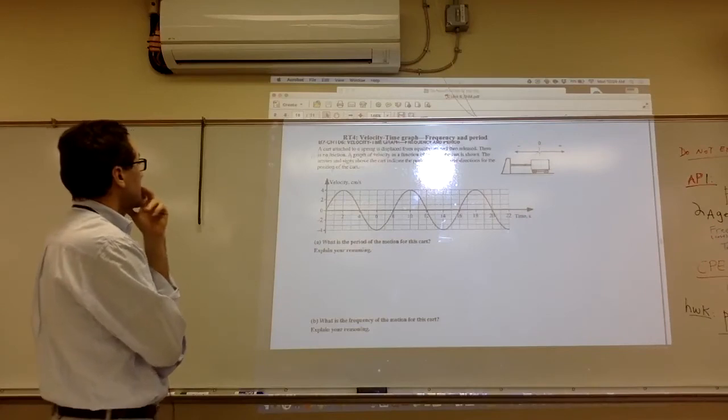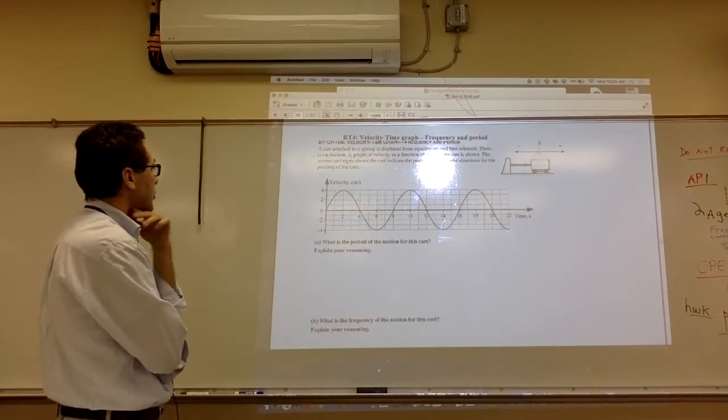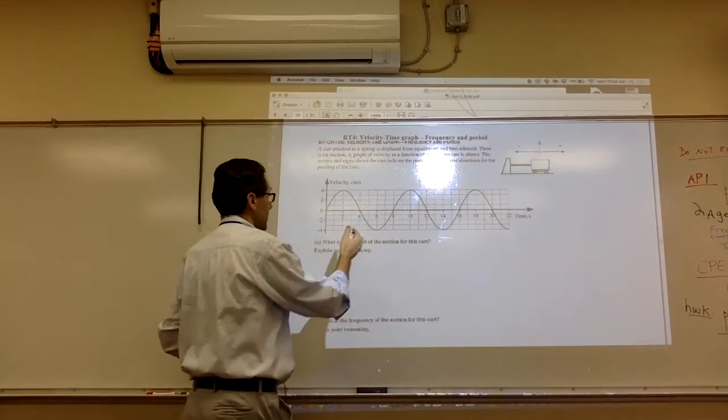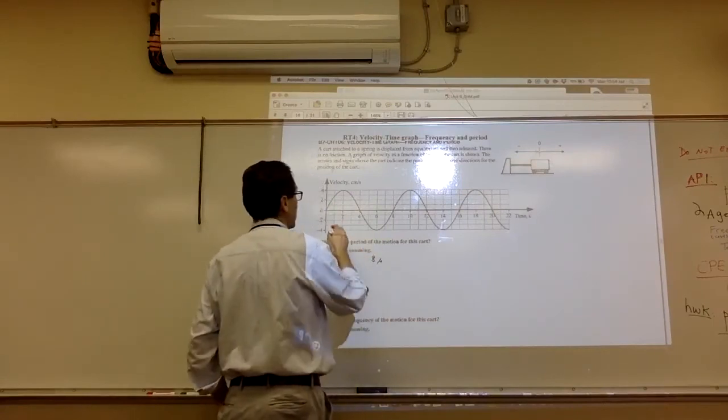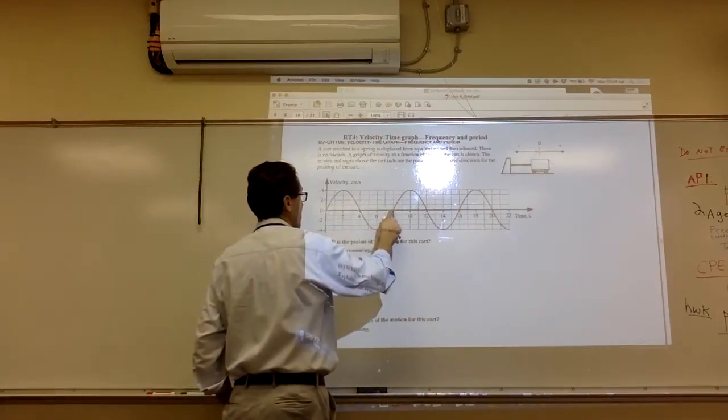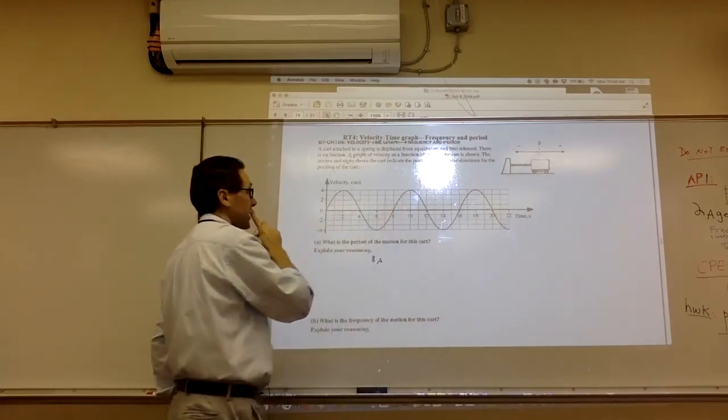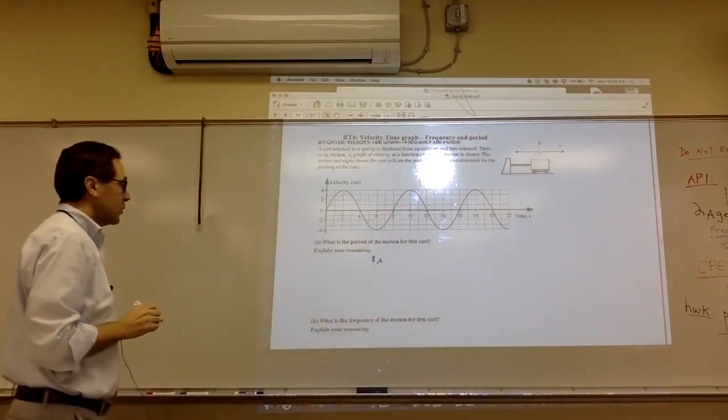Okay. So the first question, what is the period of the motion of this cart? Well, the period is just 8 seconds. I mean, you just have to read from the graph. You just have to see one cycle. As soon as you start to repeat, you stop and you read that number. So it's 8 seconds.